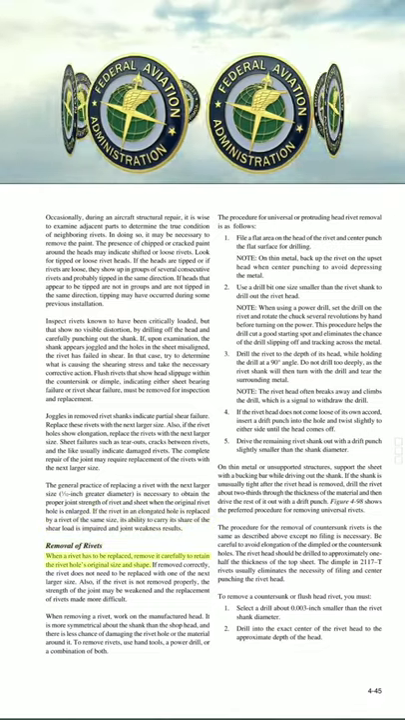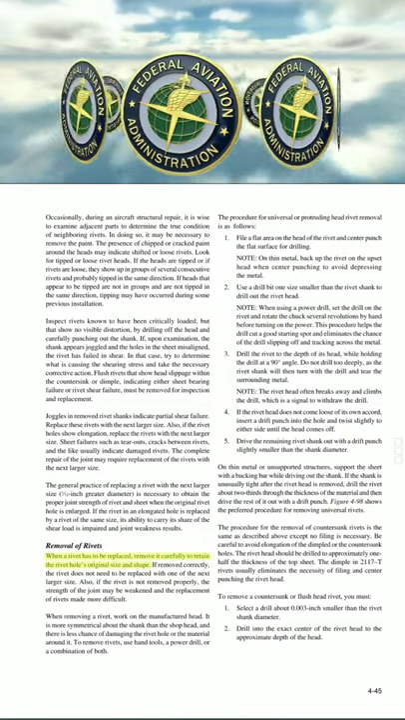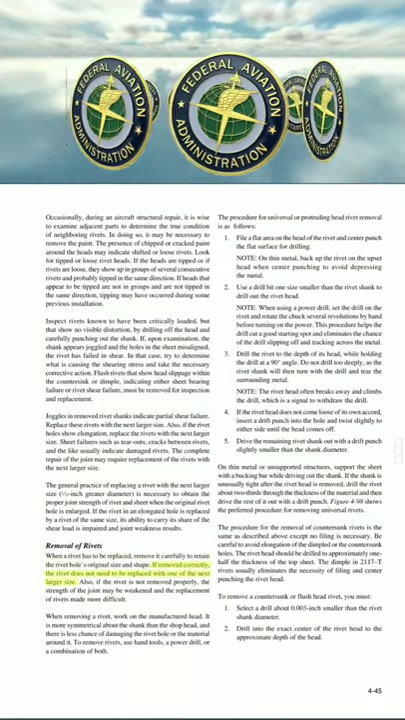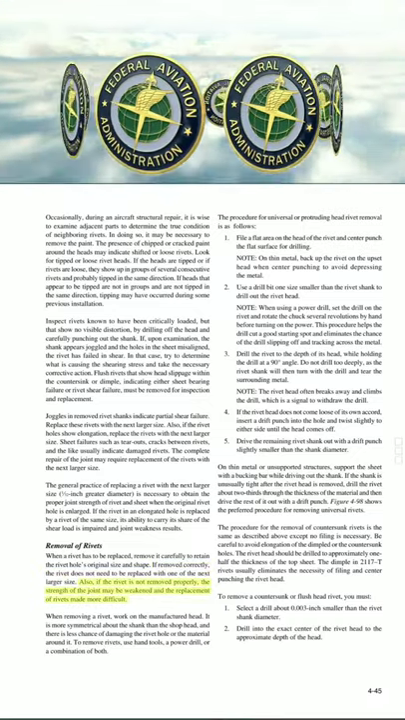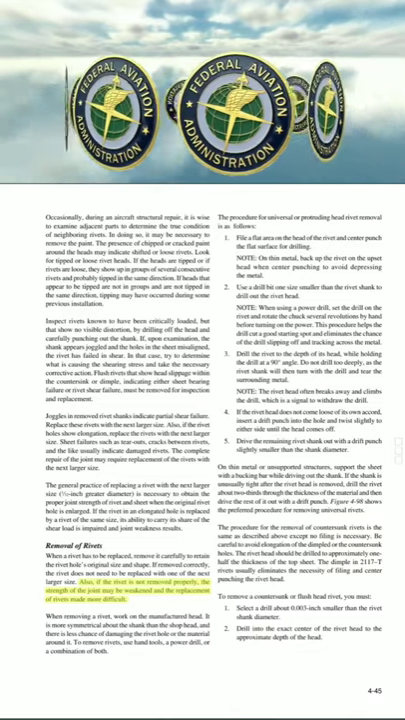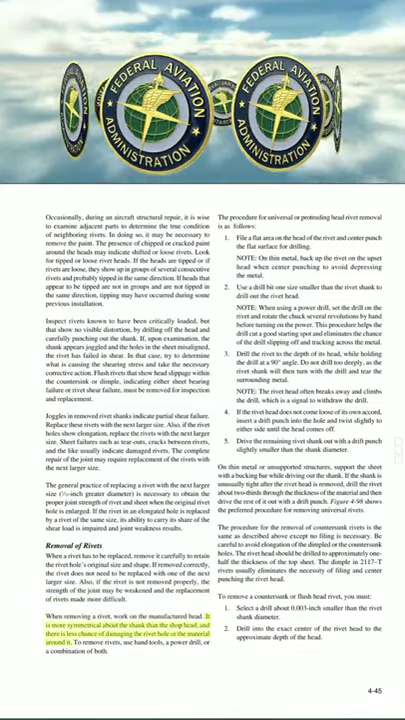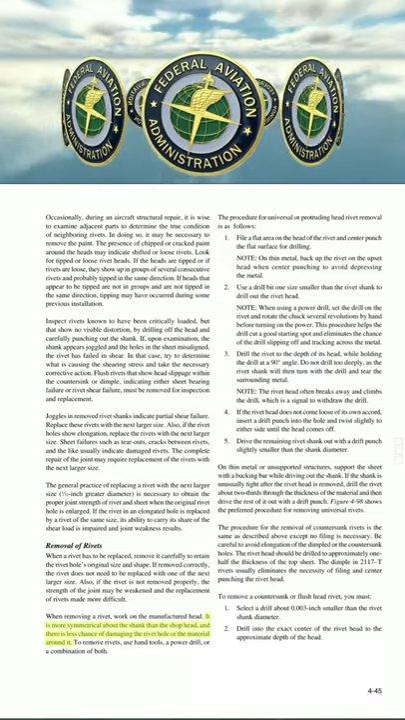Removal of rivets. When a rivet has to be replaced, remove it carefully to retain the rivet hole's original size and shape. If removed correctly, the rivet does not need to be replaced with one of the next larger size. Also, if the rivet is not removed properly, the strength of the joint may be weakened, and the replacement of rivets made more difficult. When removing a rivet, work on the manufactured head. It is more symmetrical about the shank than the shop head, and there is less chance of damaging the rivet hole or the material around it.